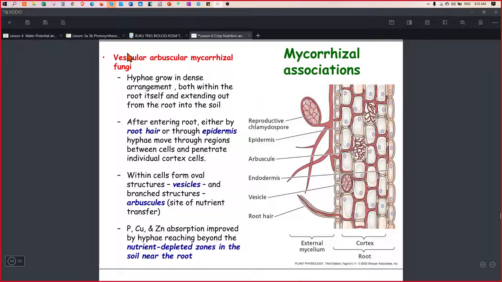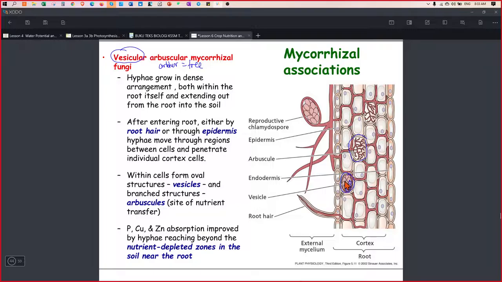Okay, so why is the name like this? Vesicular refers to the vesicles that this mycorrhiza produces in the cortex cell. These are the vesicles, the small balloons here. Arbuscular is actually Latin, I think. It's from arbor. Arbor means tree. Where is the tree looking? This region here. You see?